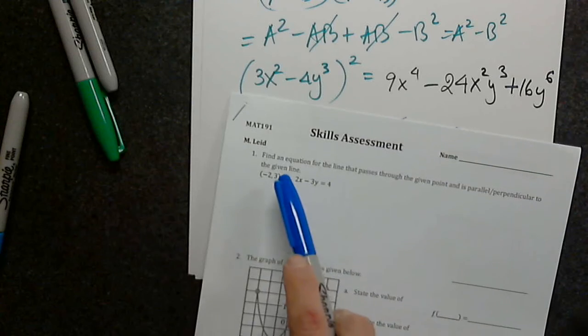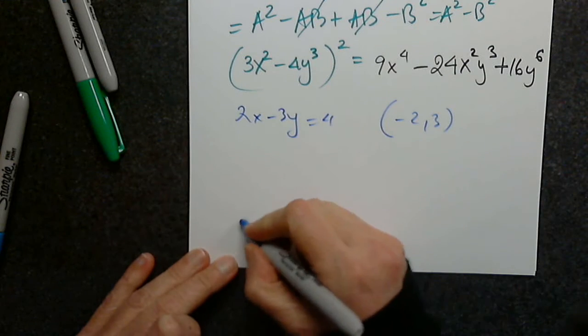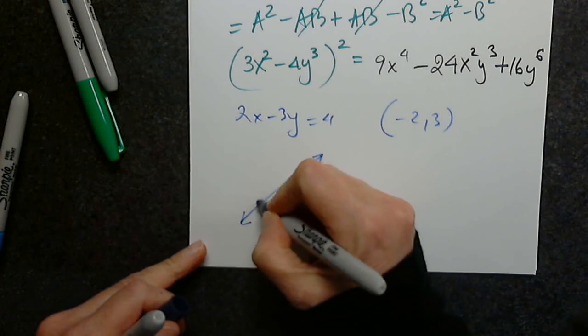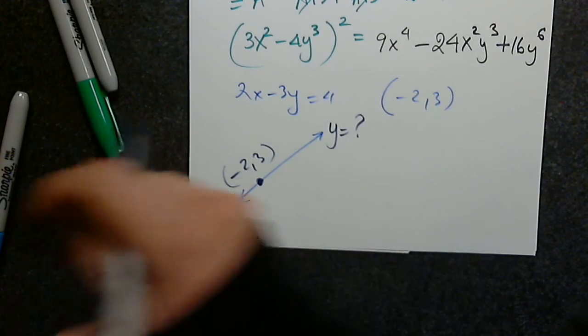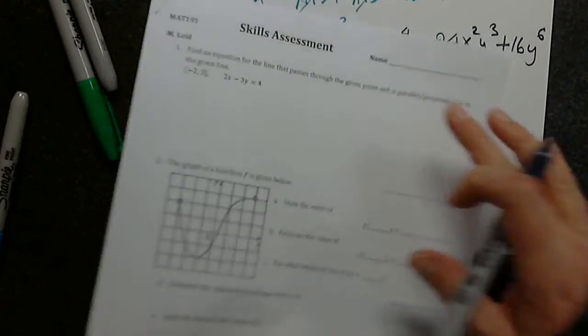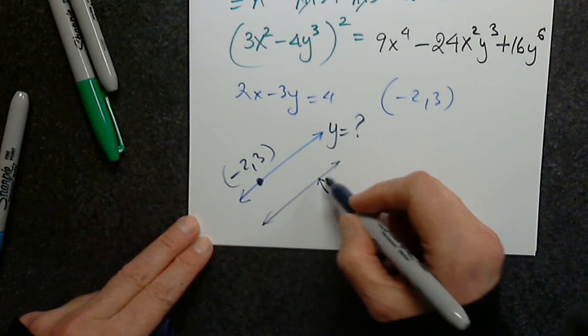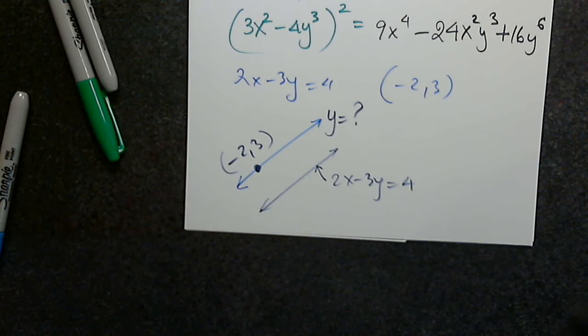So let's read it again. Find an equation for the line that passes through the given point. Okay, so I'm not graphing anything. I'm just giving you the idea. So there is a line whose equation I don't have that passes through the point negative 2 comma 3. And this is unknown. And it says it is first parallel to the line whose equation is given. The line has 2x minus 3y equals 4. It is your obligation to stop me if you have any questions, please. Anytime. Okay, so yes, what do we do?